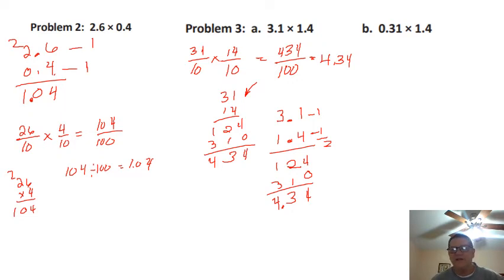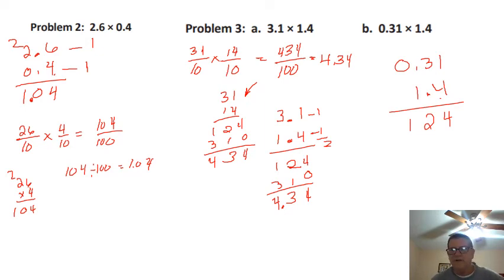Our last one. Now let's just do the decimal this time. 0.31, and we're going to multiply this times 1 and 4 tenths. Well, let's see. Notice the one on top is a lot smaller, but it doesn't matter which one I put up there, because 4 times 1 is 4. 4 times 3 is 12. And I don't need to do the next one because 4 times 0 is 0.